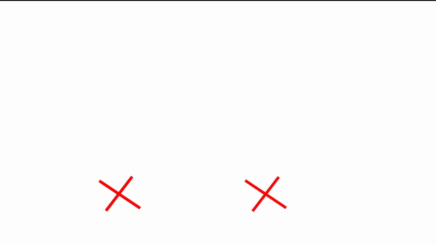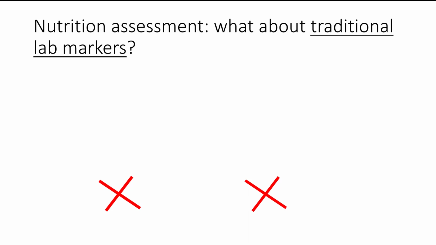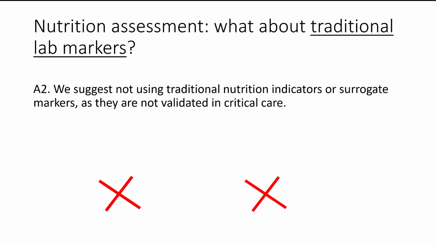Now, what about traditional lab markers for assessment of nutritional status? They are not suggested for use because they are not validated in critical care. So prealbumin and albumin shouldn't be checked. If you think about it, they are acute phase reactants, a reflection of vascular permeability, so they can't be accurate.